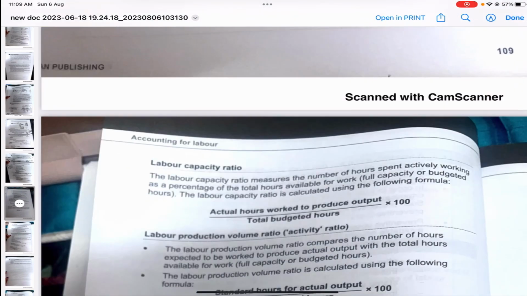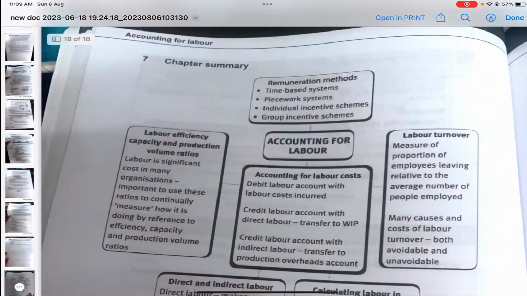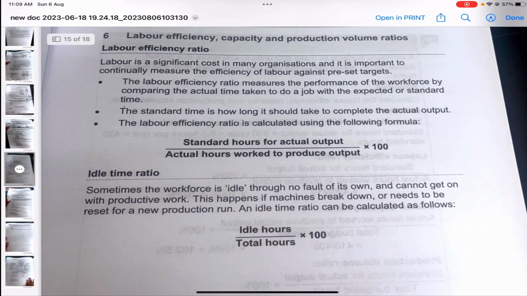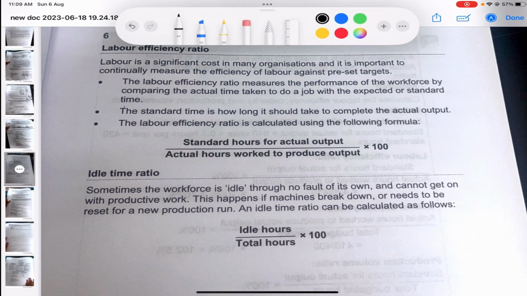Okay, we are left with the last few formulas. Very, very simple, but let's just quickly finish this. Labor efficiency basically measures how efficient the labor is in doing the work. Labor is a significant cost in many organizations and it is important to continually measure the efficiency of the labor. The labor efficiency ratio measures the performance of the workforce by comparing the actual time taken to do a job with the expected standard time.